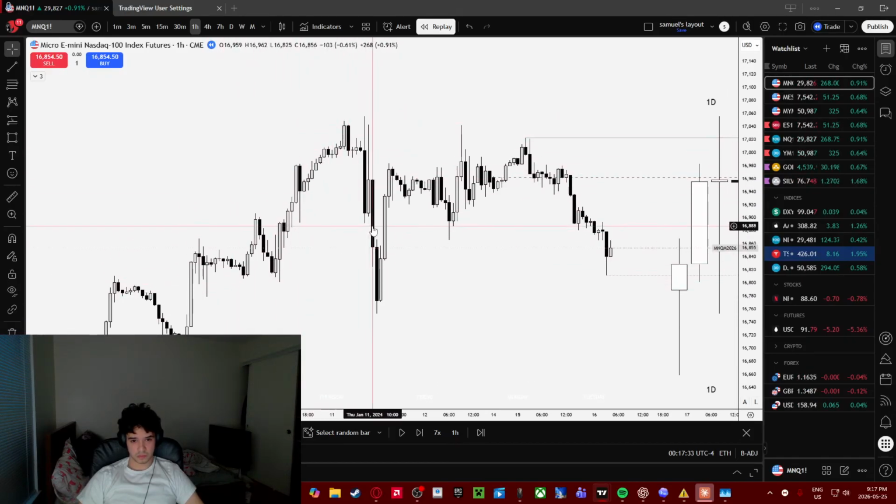Right now, we did the initial CISD, but then we swapped it. We created a higher high and it goes below. The CISD is when price... This is kind of a poor example, but this is still a CISD.